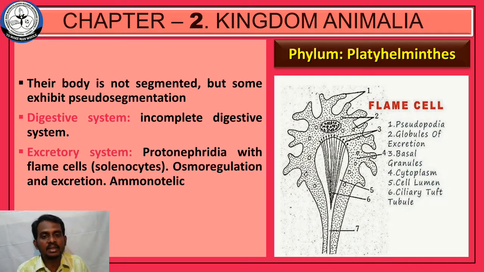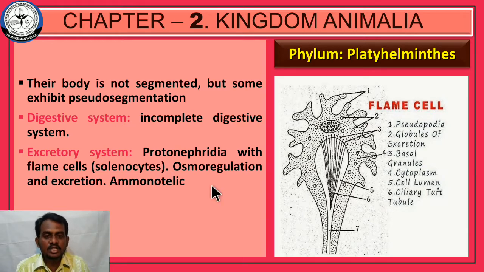And in this animal, for the first time the excretory system appears. The name of the excretory system is flame cells or solenocytes. This is the structure of flame cells. This diagram is not given in the textbook. Kindly draw this diagram. It is one of the important diagrams for your exam. So kindly draw this diagram.